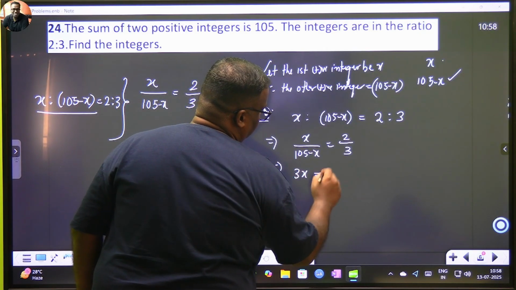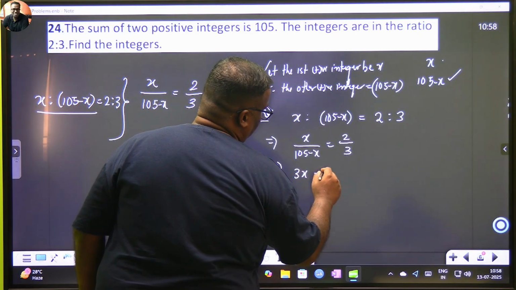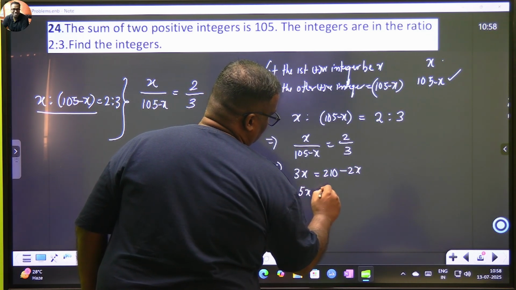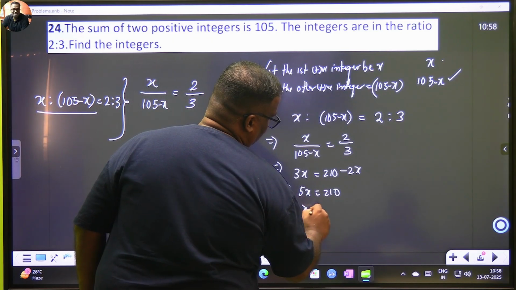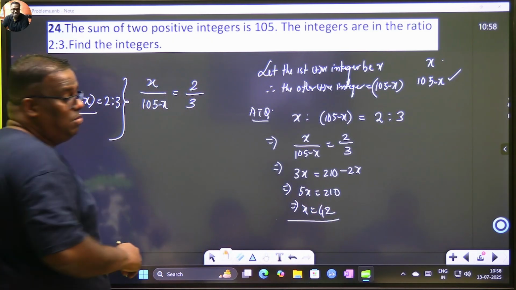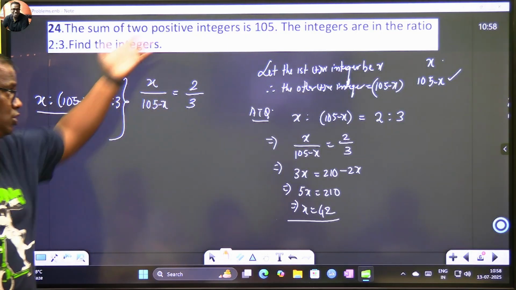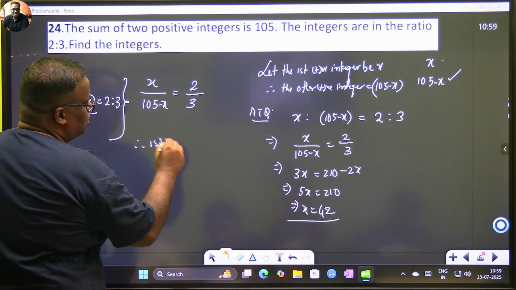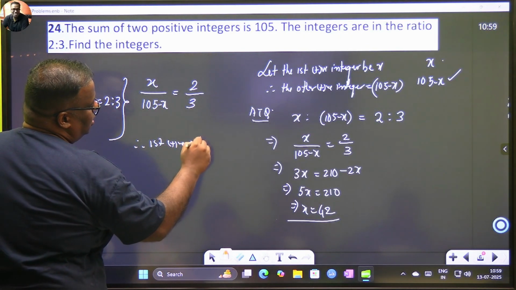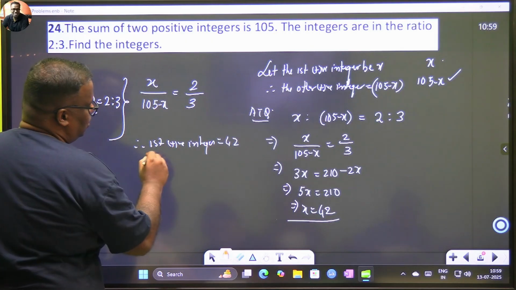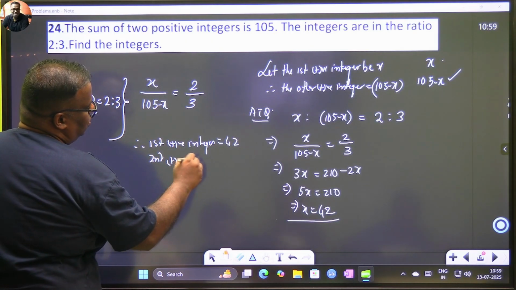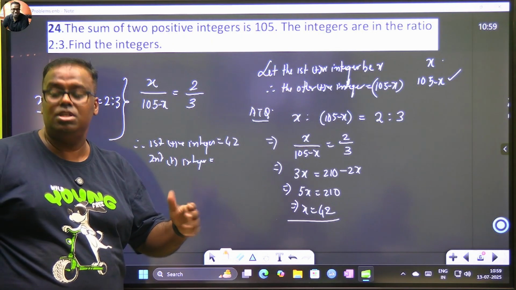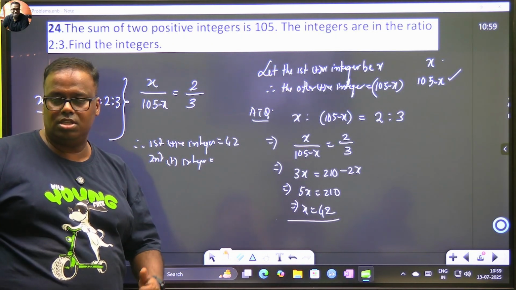3x is equal to 210 minus 2x. So 3x plus 2x becomes 5x is equal to 210. So x is equal to 42. But don't be happy solving x. There was nowhere x in this problem. X was your assumption. Release the answers. Therefore, first positive integer is equal to 42. Second positive integer is equal to 105 minus 42. So 100 minus 40 is how much? 60. 5 minus 2 is 3.